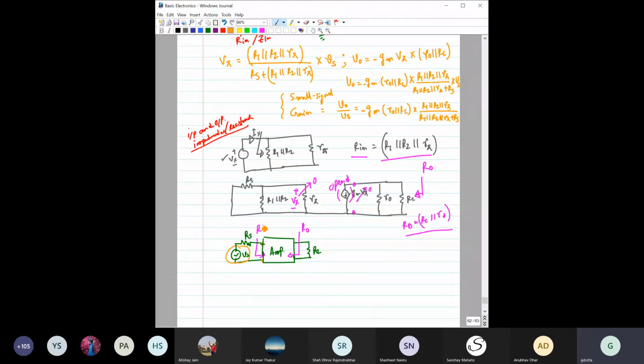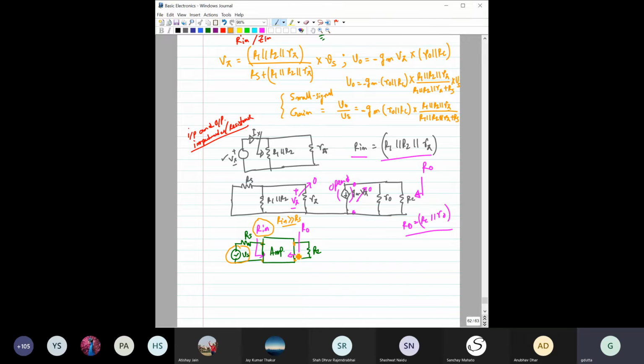It should be obvious to you, right? The R in has to be much higher than this RS. Then only, again simple voltage division, right? The R in is expected to be much higher than this RS. Then only most part of this VS will be dropped across this amplifier. Right. Okay. Now let us see from the output point of view.